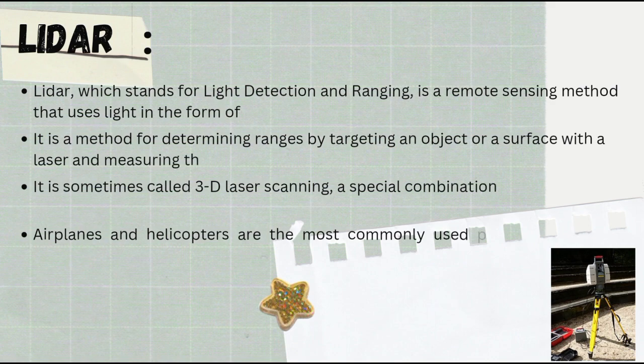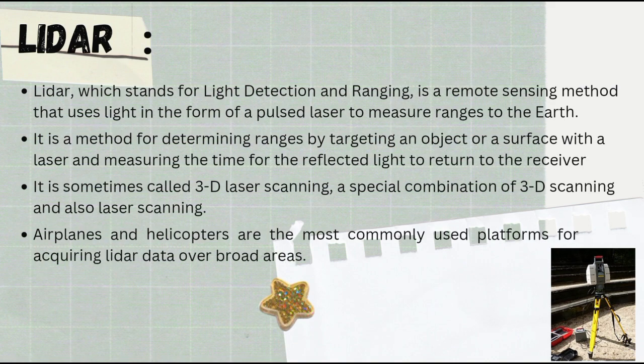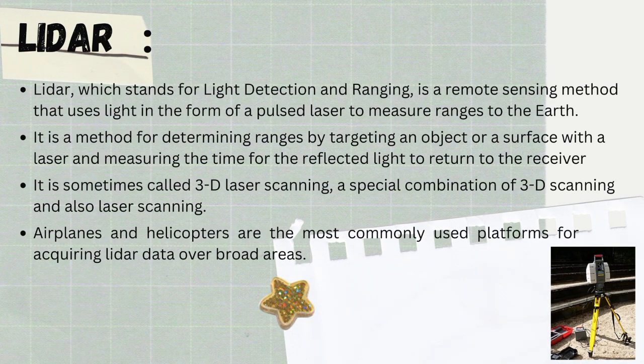So, what is LIDAR? LIDAR, which stands for light detection and ranging, is a remote sensing method that uses light in the form of a pulse laser to measure the ranges to the earth. It is a method for determining ranges by targeting an object or a surface with a laser and measuring the time for the reflected light to return to the receiver. It is sometimes called 3D laser scanning and a special combination of 3D scanning and laser scanning.